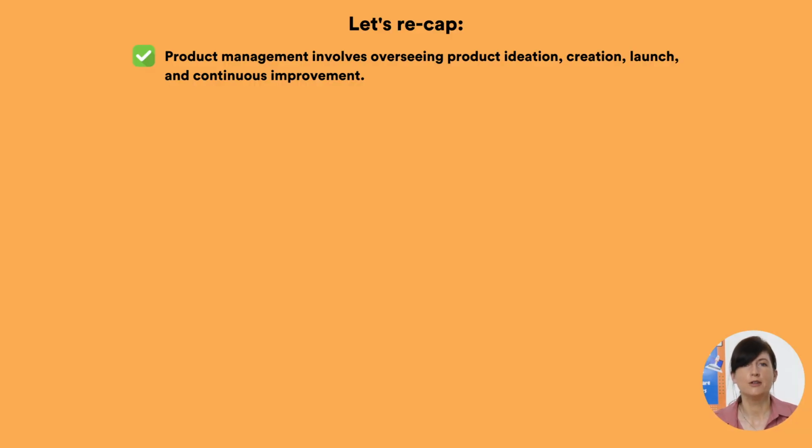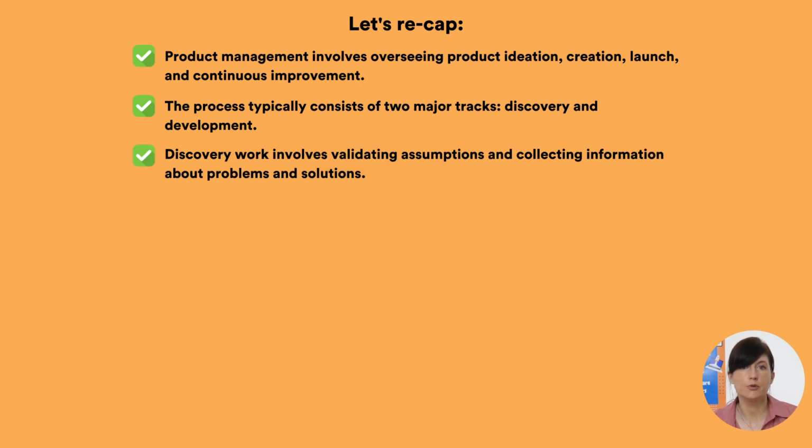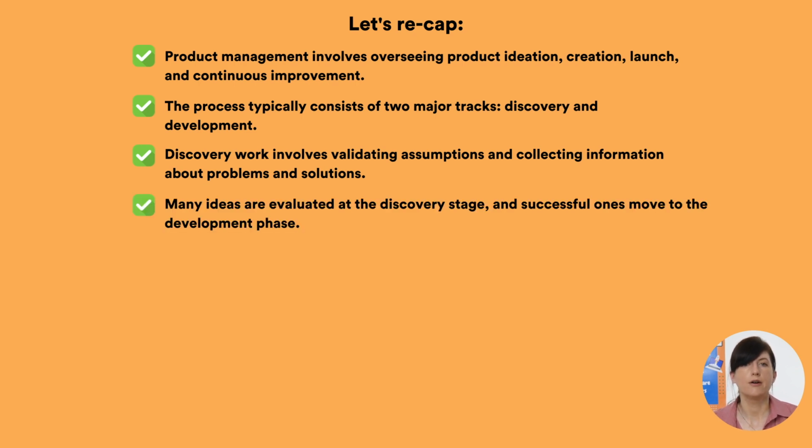As you can see, we have quite a lot of topics to cover, and by the end of the course, you will have a very good understanding of each of the steps in the product management process. And for now, let's recap this lecture. Product management involves overseeing product ideation, creation, launch, and continuous improvement. The process typically consists of two major tracks: discovery and development. Discovery work involves validating assumptions and collecting information about problems and solutions. Many ideas are evaluated at the discovery stage, and successful ones move to the development phase.